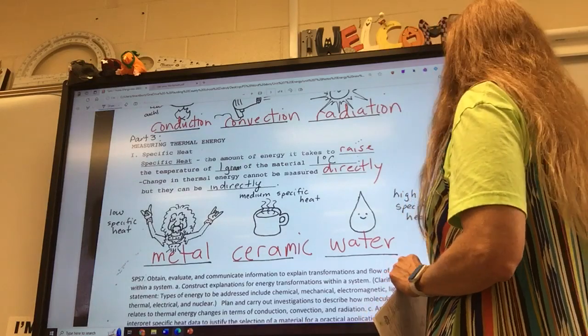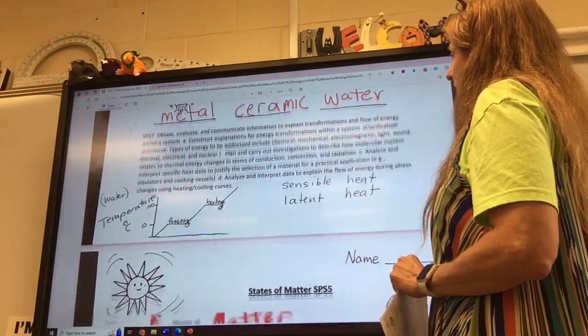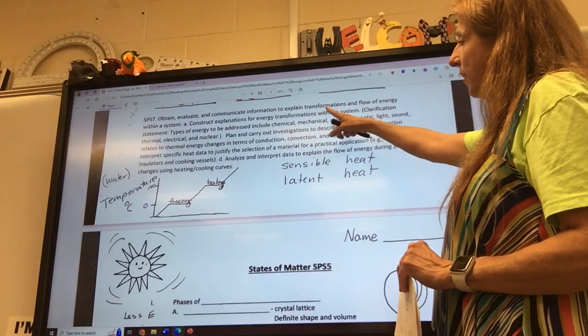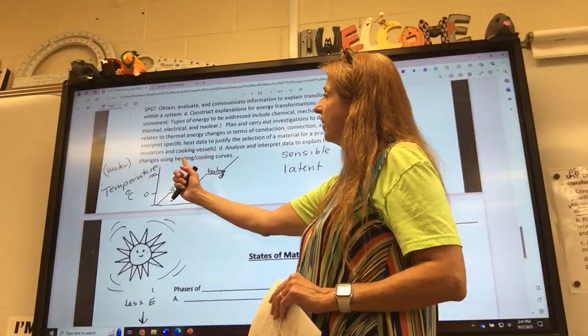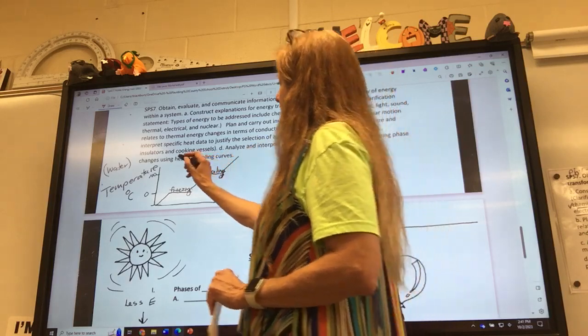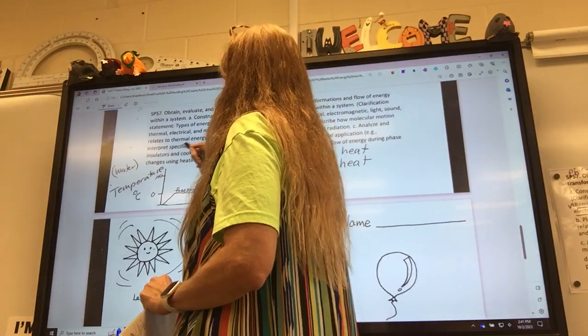Okay, so this unit is so little that we're actually going to do one more thing in this standard, but we're going to do another standard too. Right here in the standard, it says that you're supposed to have heating and cooling curves, and that is this.